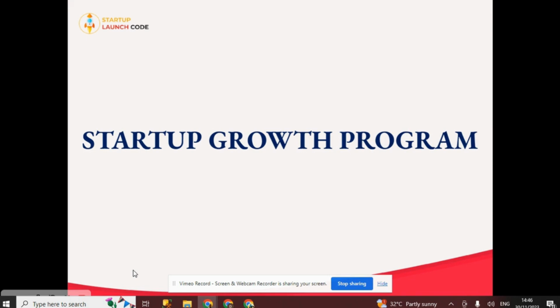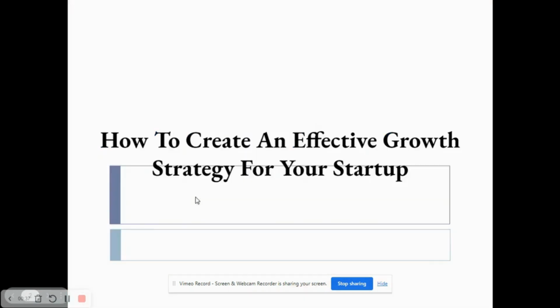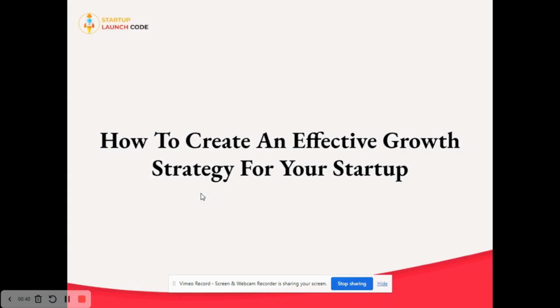The Startup Growth Program is a bi-weekly session where we discuss different topics as they relate to startup growth. So today we'll be looking at another exciting and interesting topic: how to create an effective growth strategy for your startup.